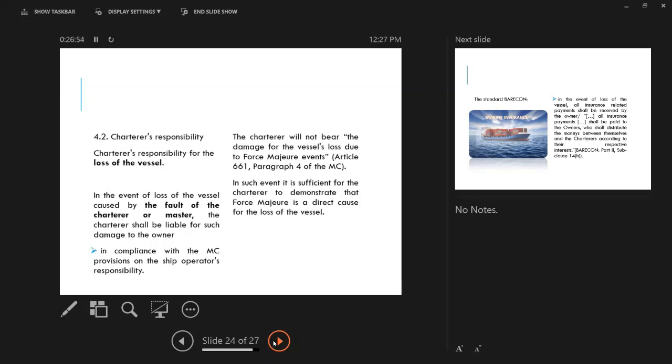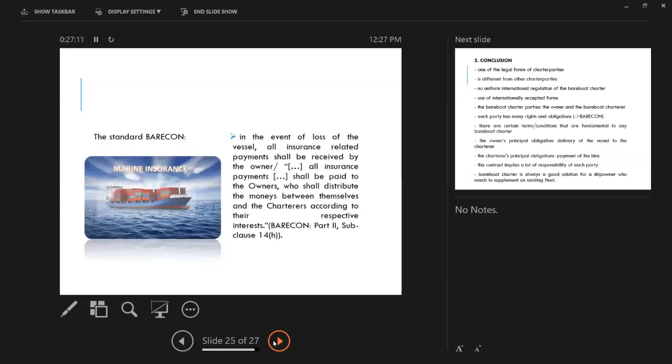So the charterer will not bear the damage for the vessels due to the force majeure events, but in such cases he has to demonstrate that force majeure is direct cause for the loss of the vessel. Of course, there is also a question of insurance in the case of loss of the vessel. So in the event of loss of the vessel, all insurance related payment shall be received by the owner. And in these standard forms, we can also find other details and obligations of each contract party.